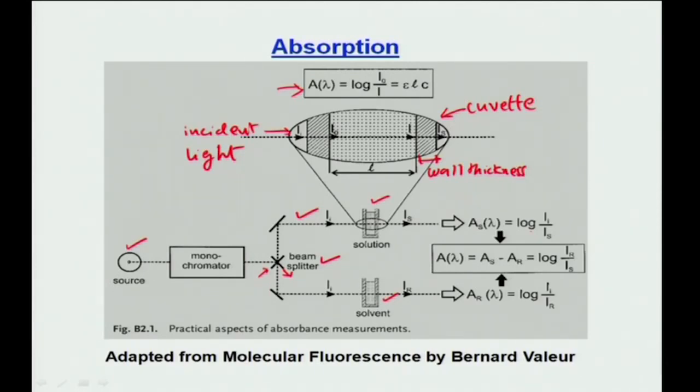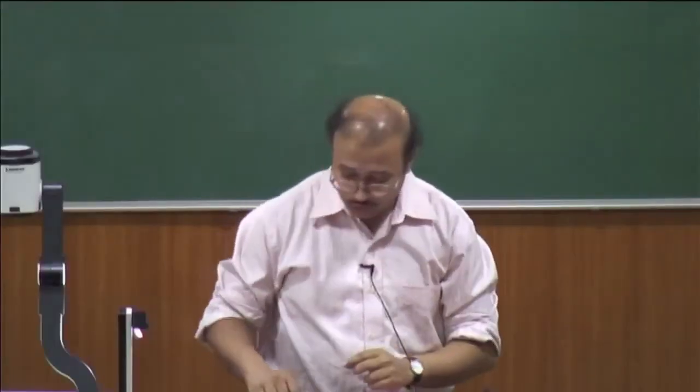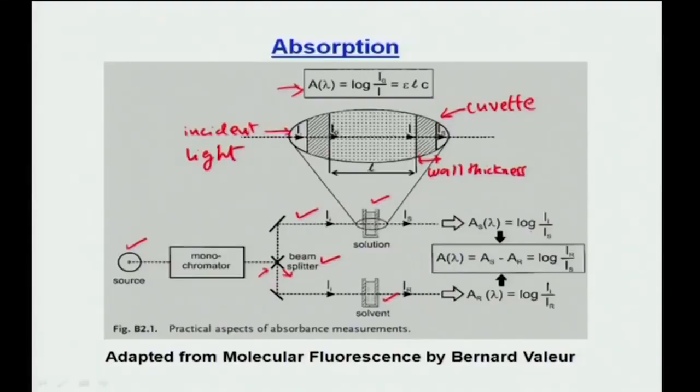Now, you do the same thing. You do not know what the incident light is, because you do not know what incident light is hitting the sample, for the simple reason that you have this wall. So, now the other half goes to the reference, which is the solvent only, no sample. There you get log of II over IR, right. So, the first one was I incident over I sample, the next one is I incident over I reference, no sample.